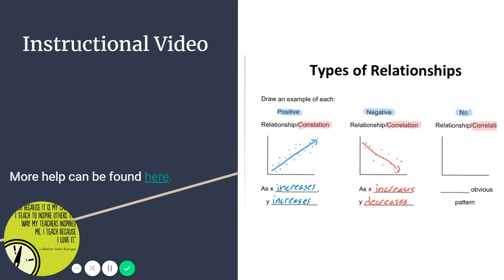Finally, with a no correlation, what we have is just a random collection of points that do not follow any particular trend. So no correlation has no obvious pattern. I could not draw a line through that collection of data because it doesn't show a positive, negative, or a zero trend. The points are just all over the place. There is no obvious pattern.